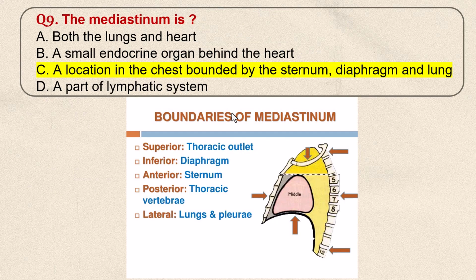A location in the chest bounded by the sternum, diaphragm and lung. So when you look at the boundaries of the mediastinum, you can see this is the middle part of the mediastinum. The superior is the thoracic outlet, inferior is the diaphragm, anterior, that is the frontal part, is the sternum, posterior, that is the back part, is the thoracic vertebrae. Laterally it has lungs and pleura.